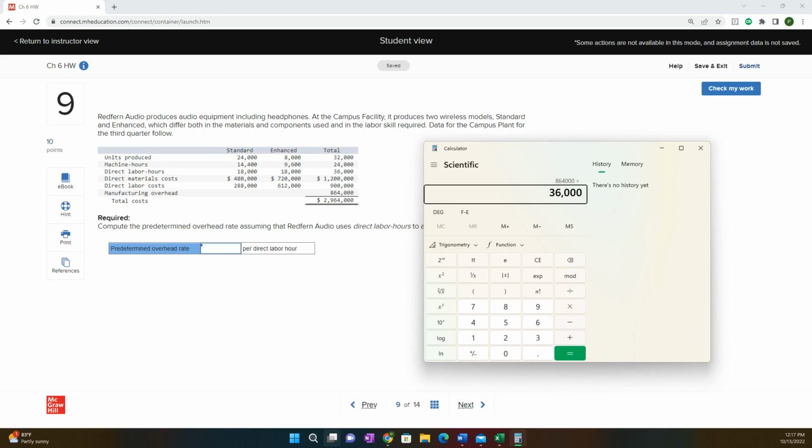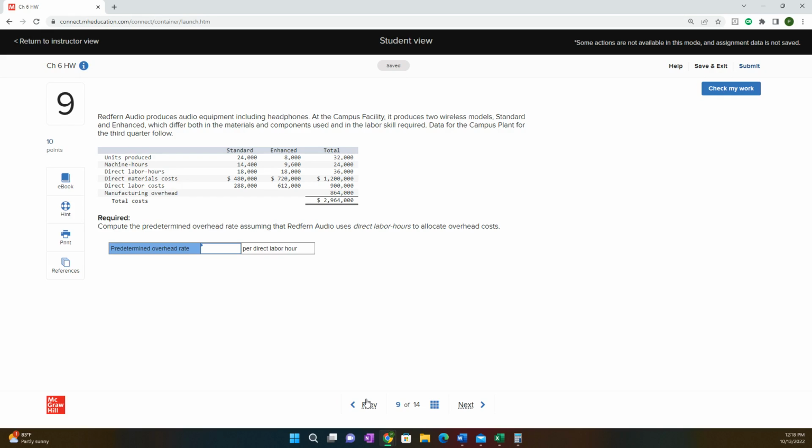So the answer to number 9 is 24. So that means for every direct labor hour that's charged to a product, we're also going to charge $24 of overhead to that product. So in this case, we're charging a dollar figure per direct labor hour. For question 10, we're not charging a dollar figure, but we're going to calculate a percentage. In this case, we are allocating the overhead rate based on direct labor costs. So it's the same fact pattern, but now we're looking at a different line.